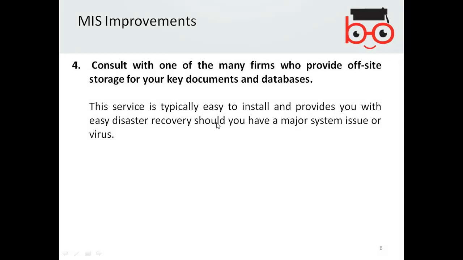Number 4, consult with one of the many firms who provide off-site storage for your key documents and database. This service is typically easy to install and provides you with easy disaster recovery should you have a major system issue or virus. So this is a kind of disaster recovery, and whatever data you have is not stored in the same working place. It is basically stored at the remote server.